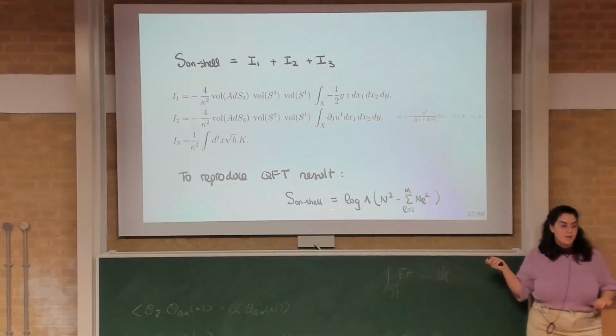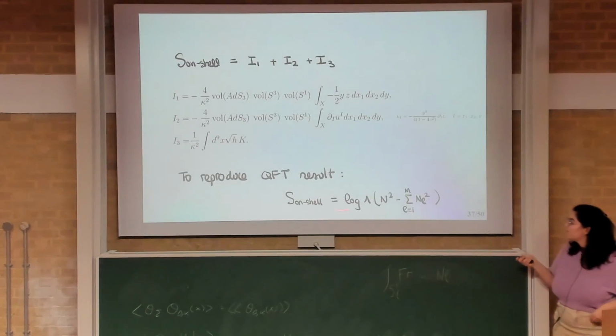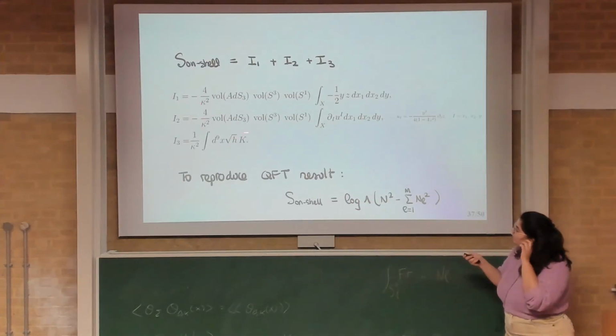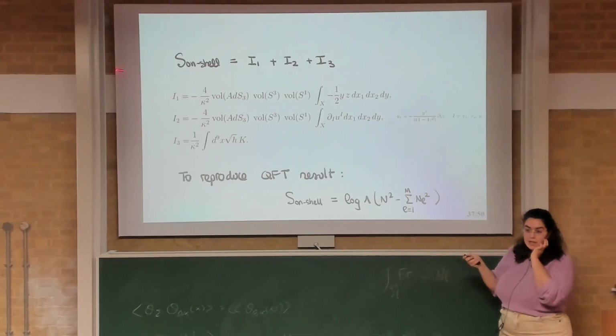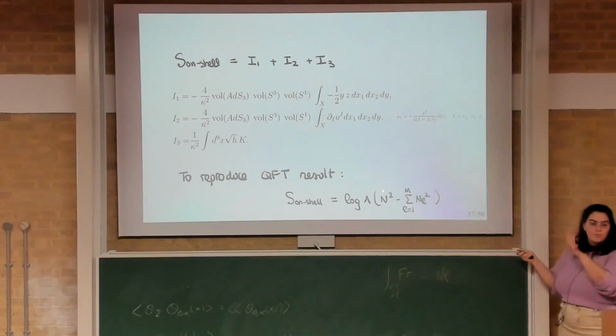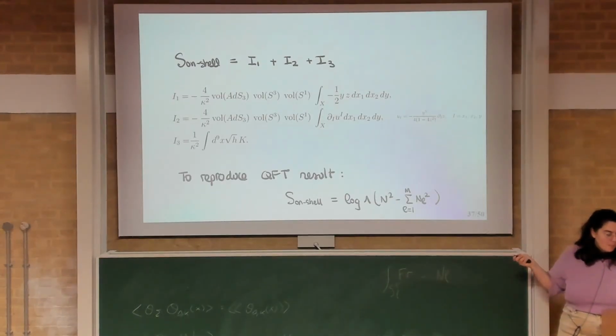And remember that if I want to reproduce the exact result that I gave you from quantum field theory, what I need to find is log delta, log lambda, that is going to come from the divergence of this AdS3, and then conformal anomaly divided by 3. That's all. I don't want anything extra.